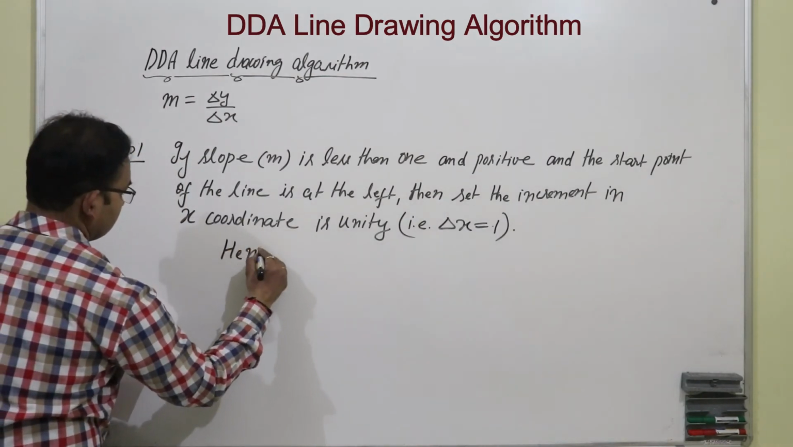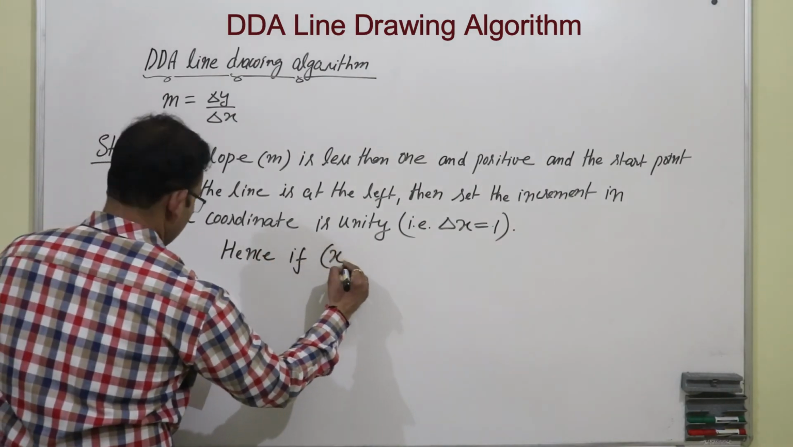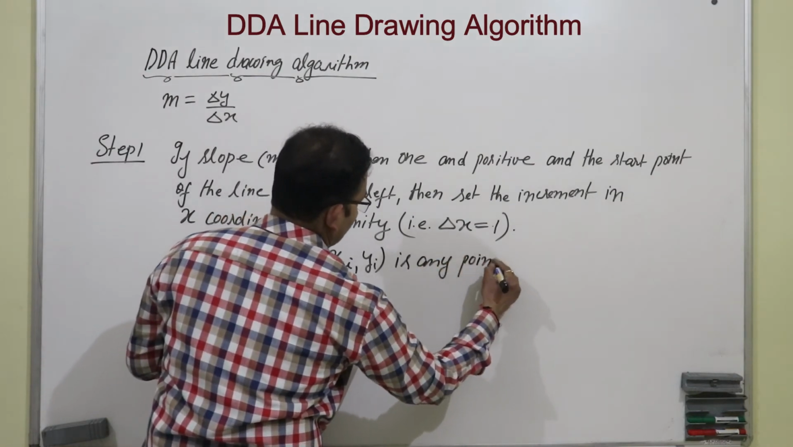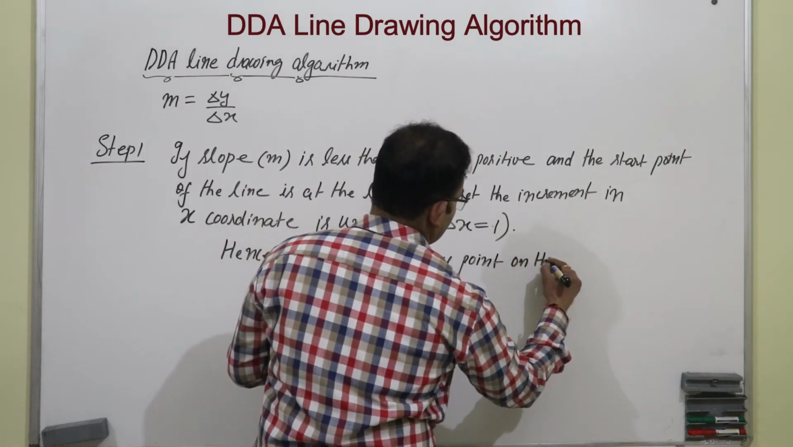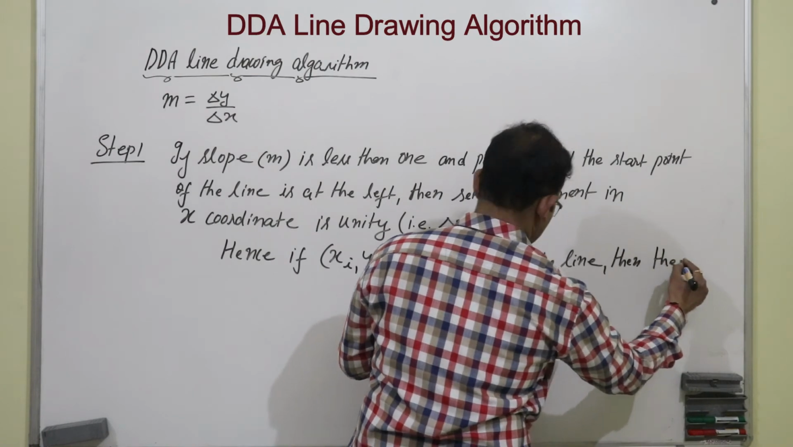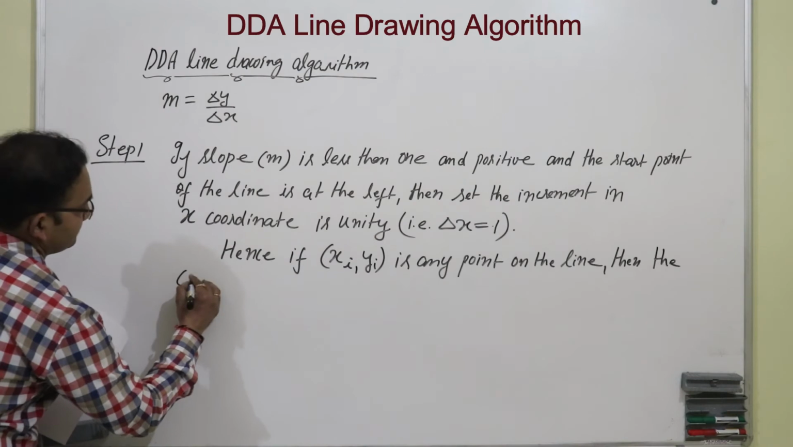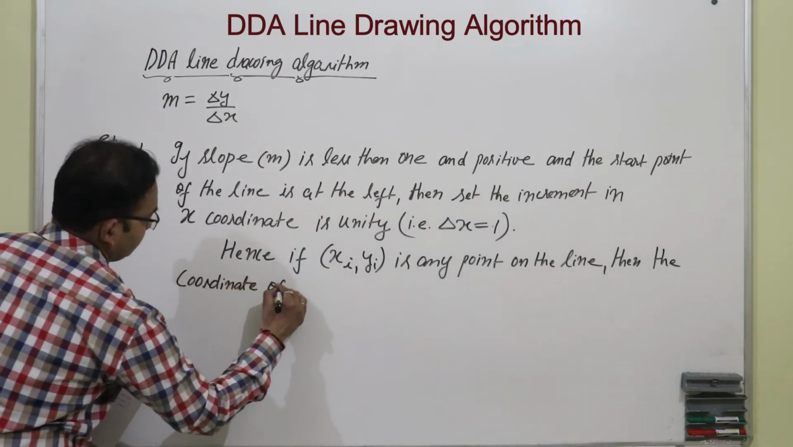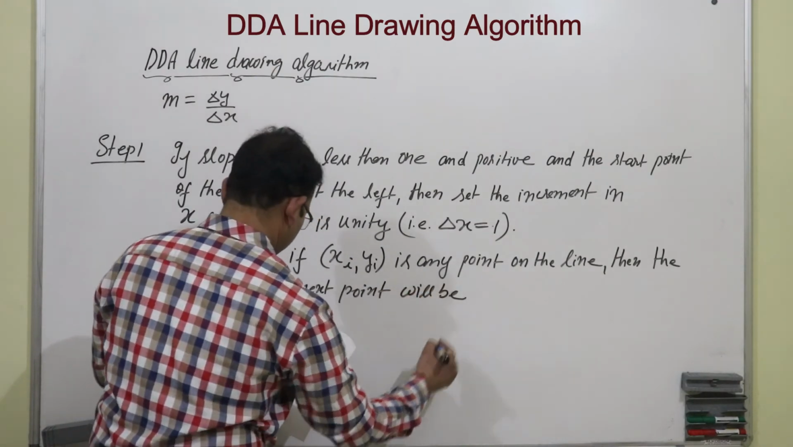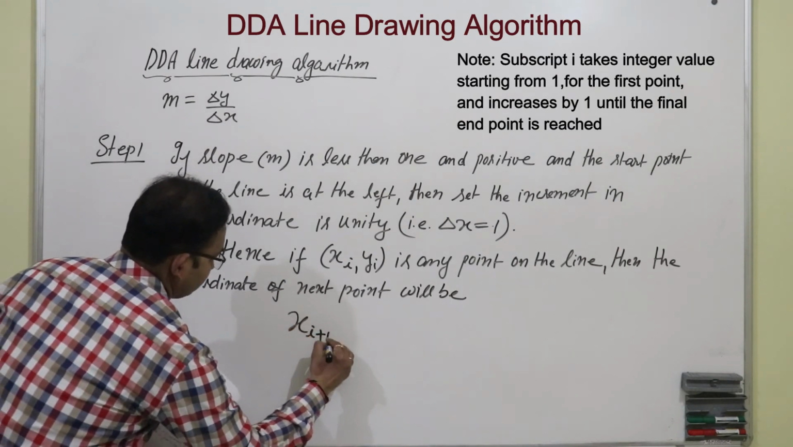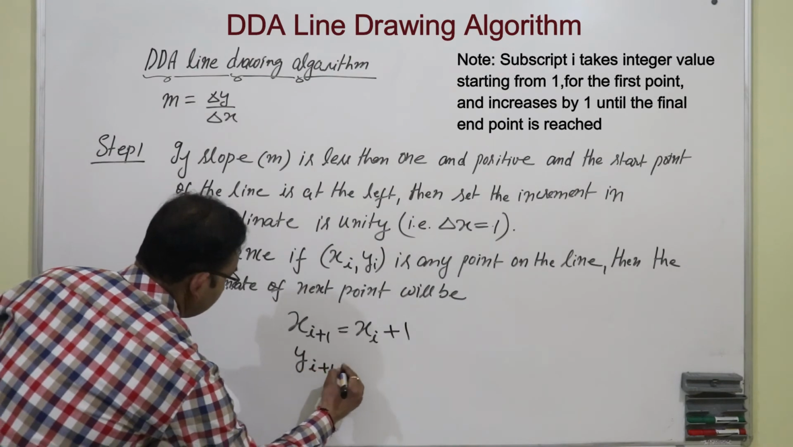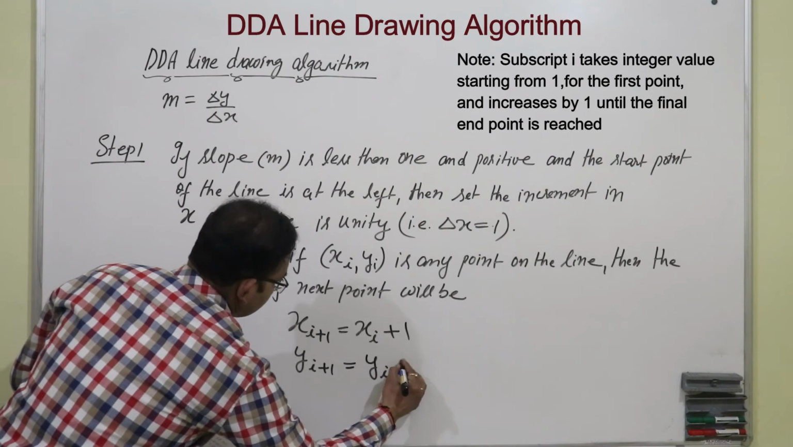Hence, if xi, yi is any point on the line, then the coordinate of next point will be x i plus 1 equal to x i plus 1, y i plus 1 equal to y i plus m.